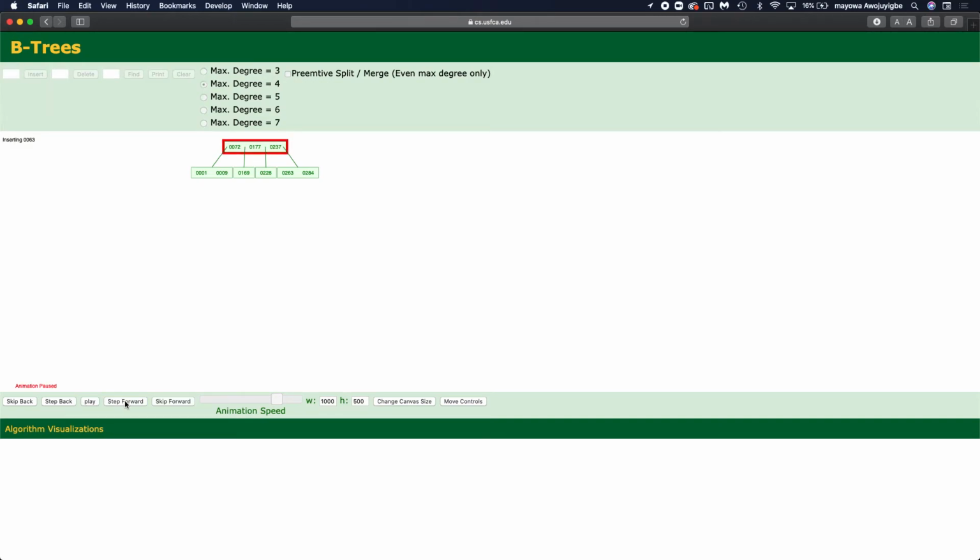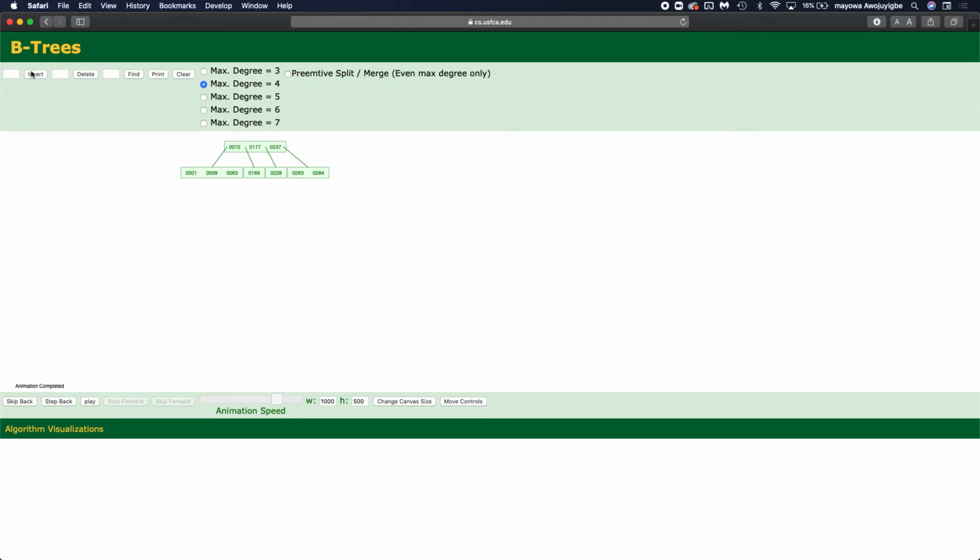Step forward. So 63 comes in here. 63 is less than 72, so it goes to the left. Step forward, we have the leftmost child. Step forward, we put 63 in there. It's full, but we have the right amount of keys right now, so no splitting is going on.